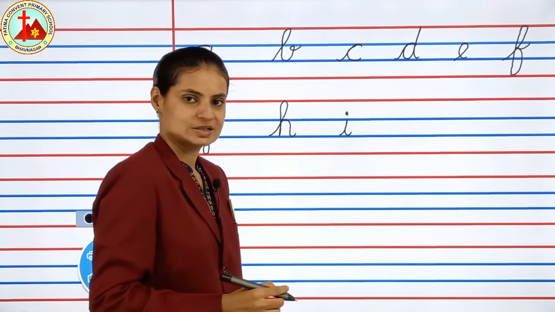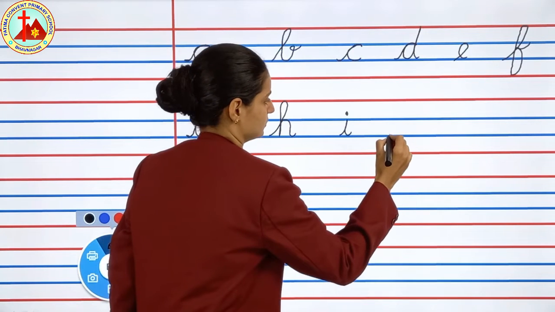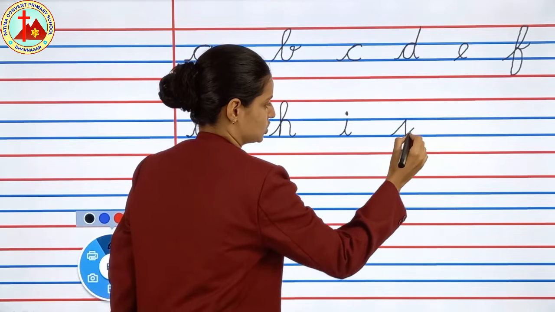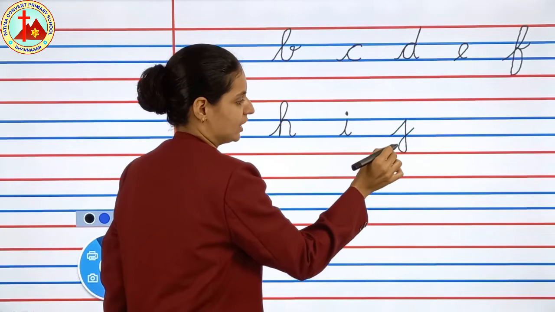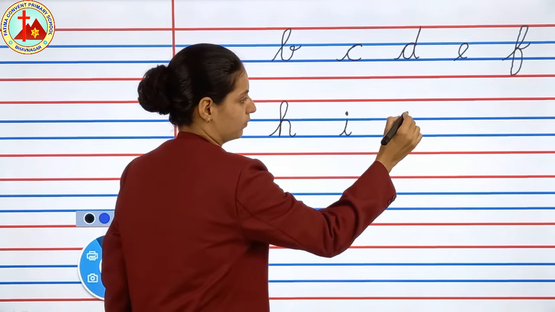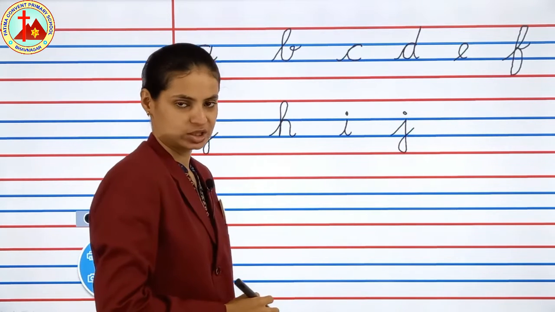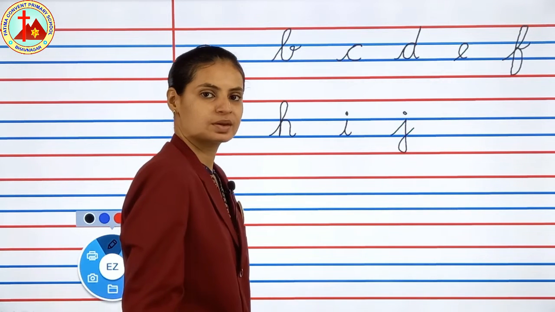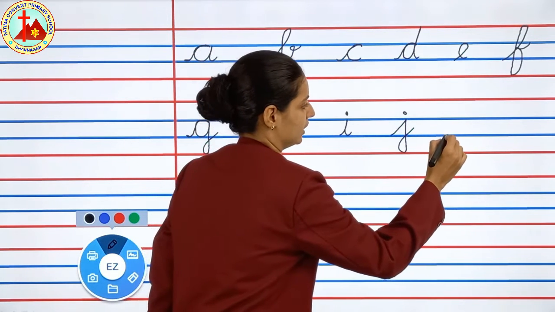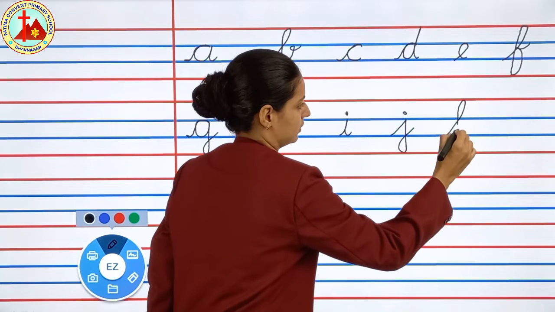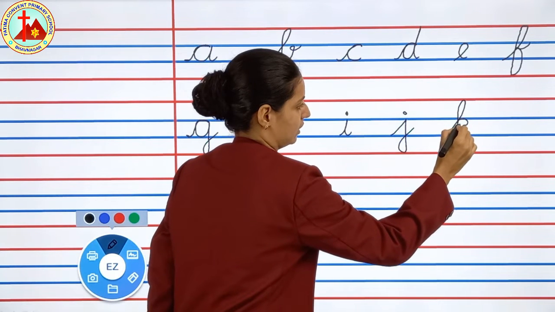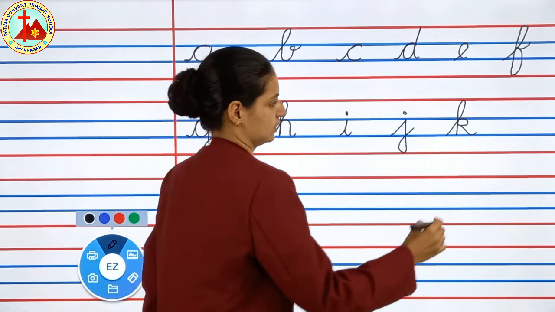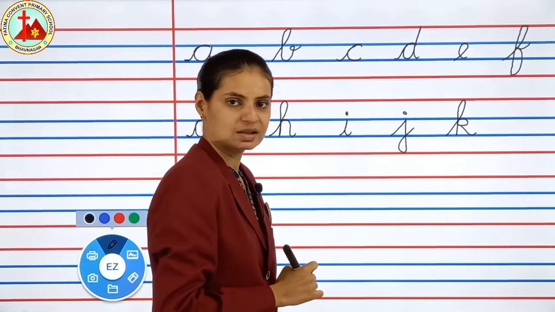After I, the next letter J. Touch J at the bottom red line and make a loop at the bottom. Put a dot on the top of the J. After J, which is the next letter? K. Write K. Make a loop in the K and touch the top red line. K. Then after, which is the next letter?